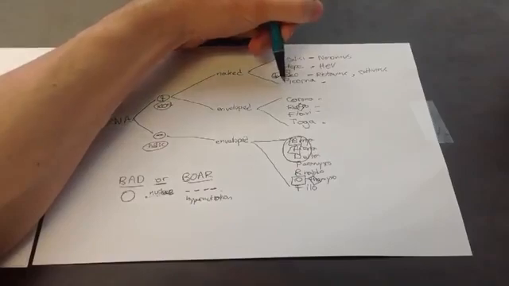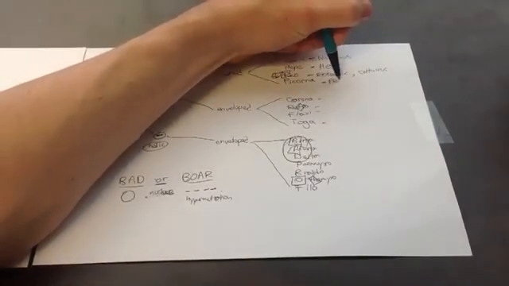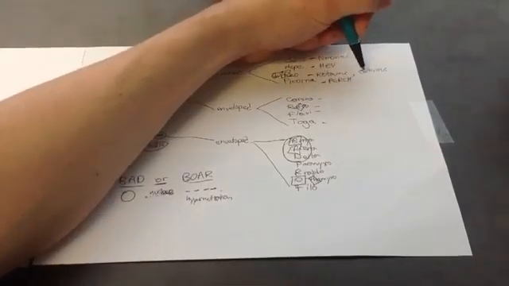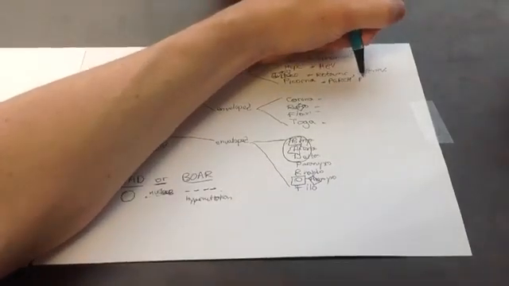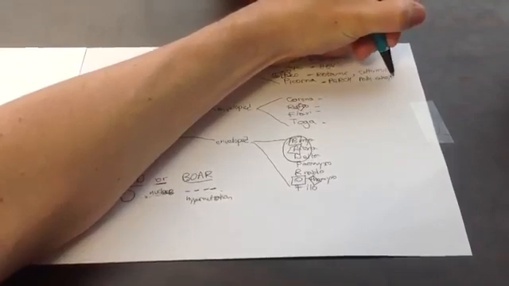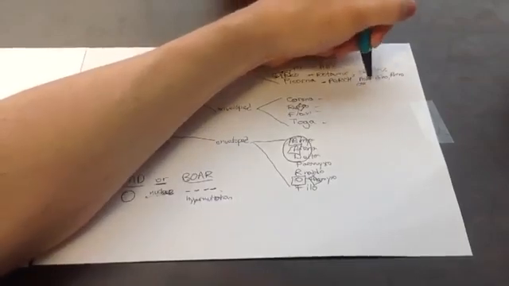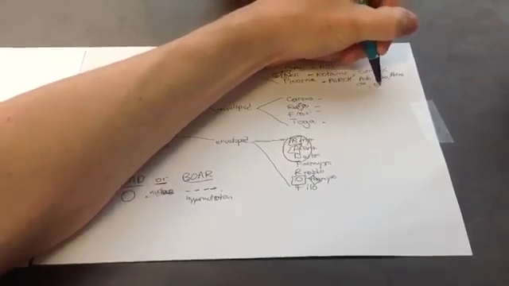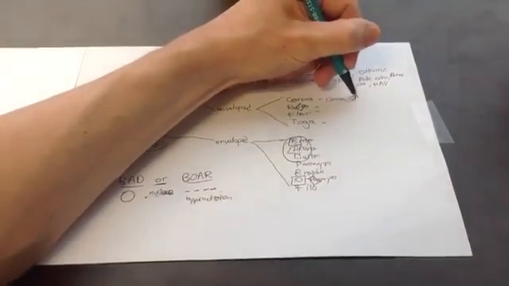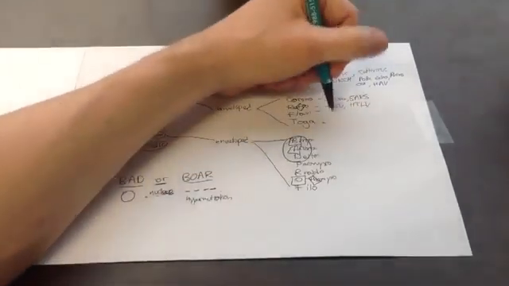Picorna, remember this was chirp? Well, its mnemonic is perch, just backwards of chirp. P-E-R-C-H. That stands for polio, echo, rhino, Coxsackie, and HAV. So polio, echo, rhino, Coxsackie, and then HAV. Corona gets two. It has corona and SARS. Retro has HIV and HTLV.